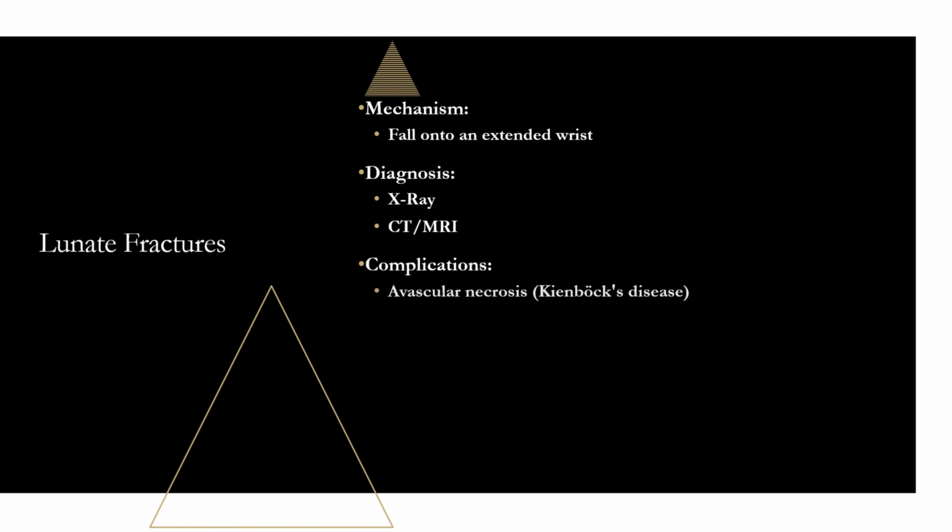Complications: avascular necrosis, Kienbock disease. So this is a progressive collapse of the lunate. The mechanism is really unclear, but it appears to involve disruption of the blood supply, which is likely related to undiagnosed fractures of the lunate. That's why you want to get your advanced imaging if there's any suspicion and you don't see it on x-ray.